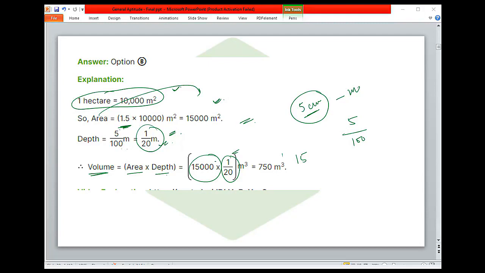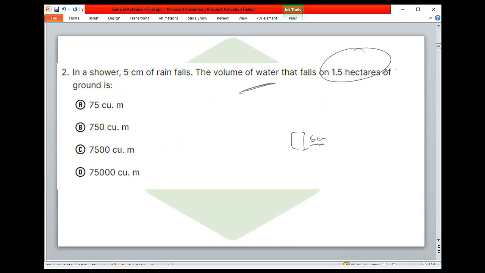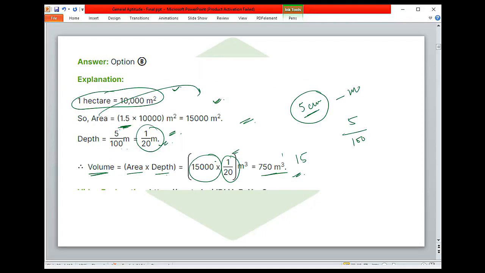B is the correct answer, that is 750 cubic meter is the correct answer for this particular question. Okay, cu stands for cube and m stands for meter. 750 cubic meter. Okay, so B is the correct answer for this question. Just look into the explanation. If it is clear, then we'll move forward.